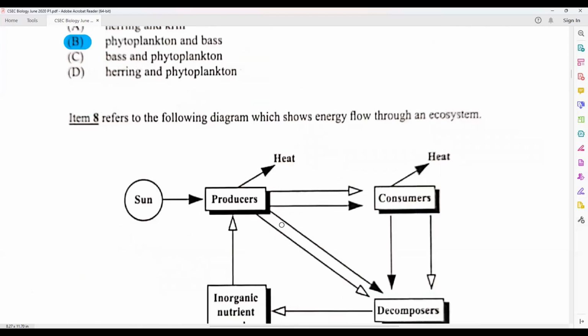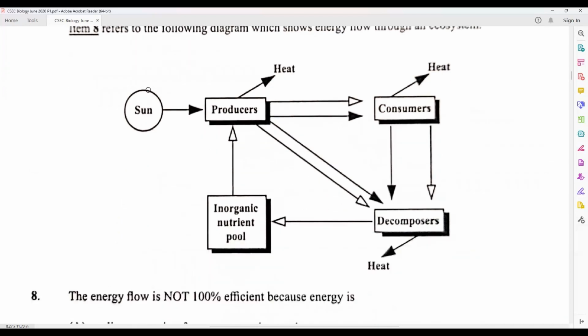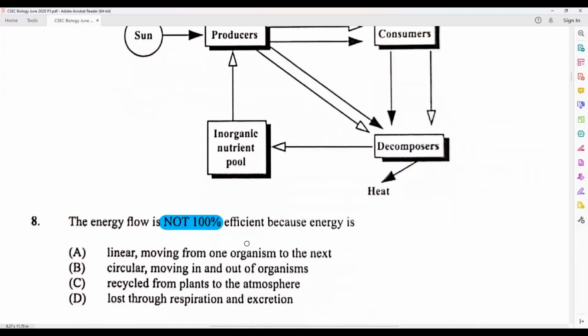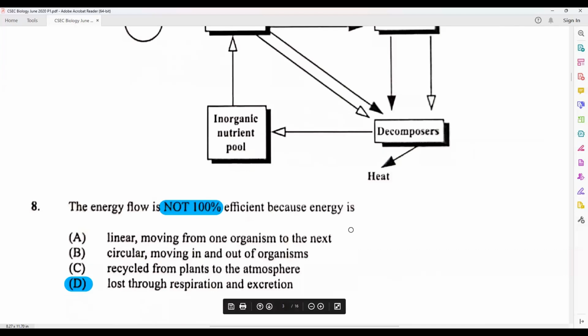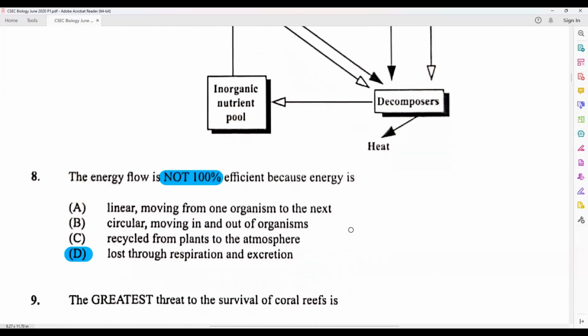Item 8 refers to the following diagram, which shows energy flow through an ecosystem. We start with the sun, the producers, the consumers, the decomposers, and its cycle. The energy flow is not 100% efficient because energy is lost during respiration and excretion. You have to remember an organism is living. While it's living, it's breathing out, it's excreting. That is waste matter being passed out. And also, like respiration, that's heat being lost. Hence, energy is lost along the way.